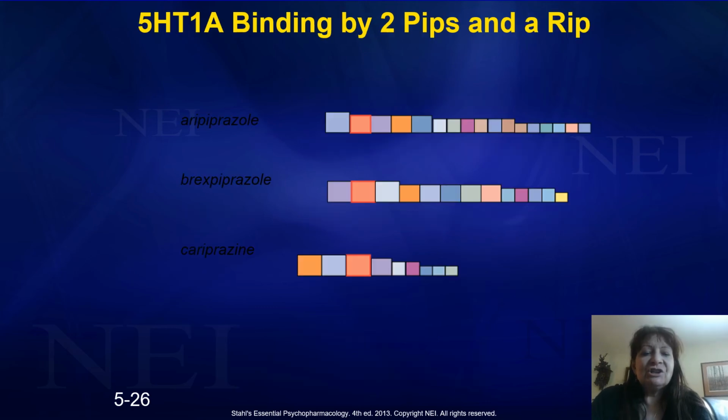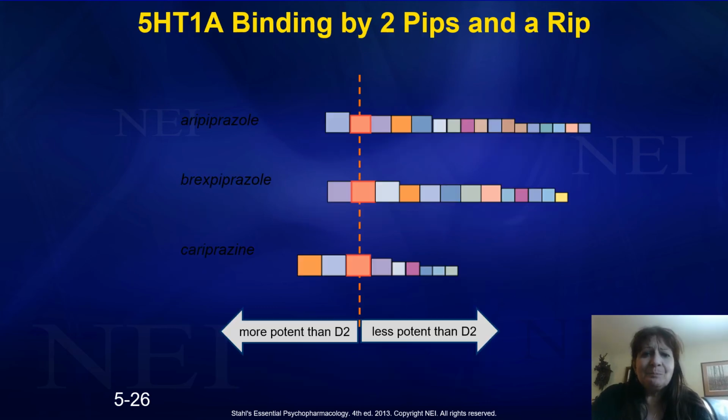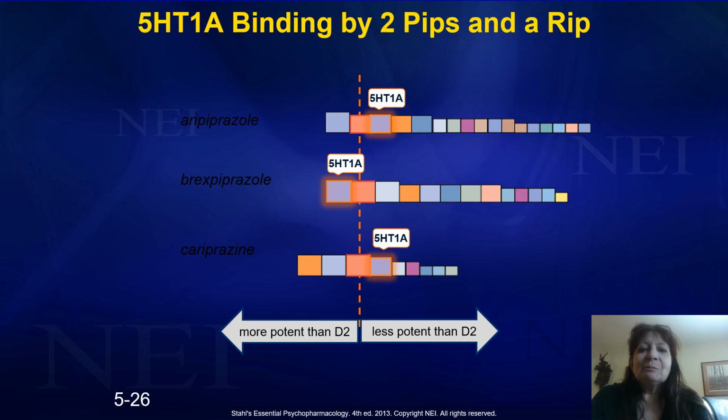Here we have 5-HT1A binding by two -rips and a -pip. And again, we see more 5-HT1A potency, very similar to the D2 potency.